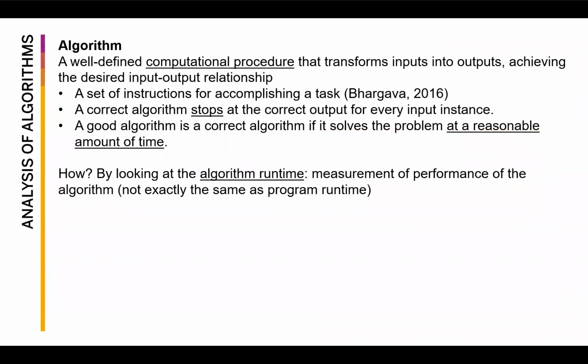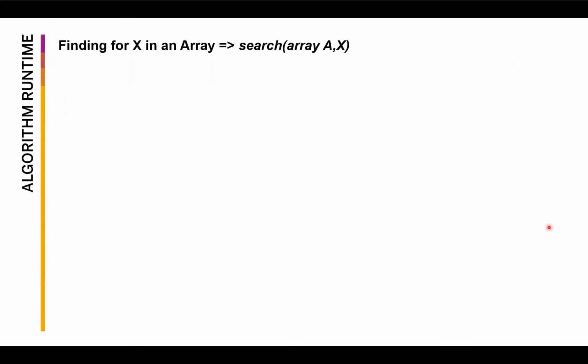Okay, so again, let's go back. Now we are going into how we look for algorithm runtime. Now that you at least have a glimpse of what pseudocode looks like, how do you actually get the runtime for that? In order to do that, let's do it by example. Let's say you're looking for your x in an array.